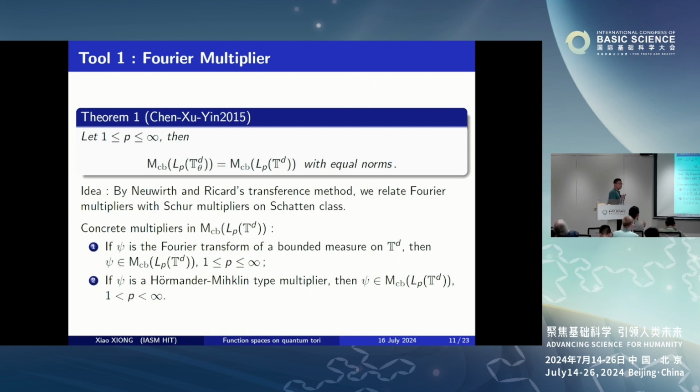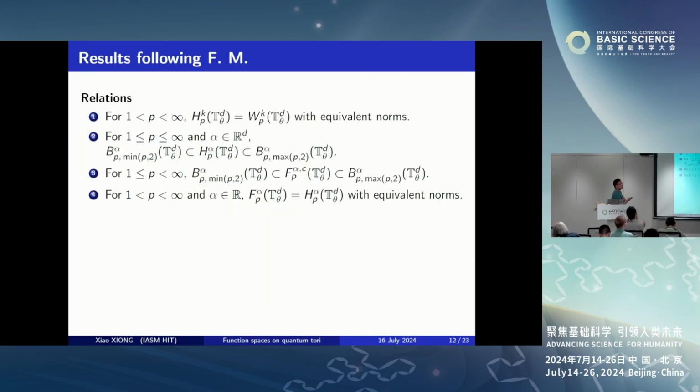With these two conclusions, we are able to transfer most of the classical inequalities to the current setting. For example, when we look at the equivalence between this potential Sobolev space and this Sobolev space, we need to have two inequalities: this one is larger than this norm, and the converse is also true. So this equivalence can be reduced to the boundedness of some very special Fourier multiplier. This is the first conclusion I'd like to state.